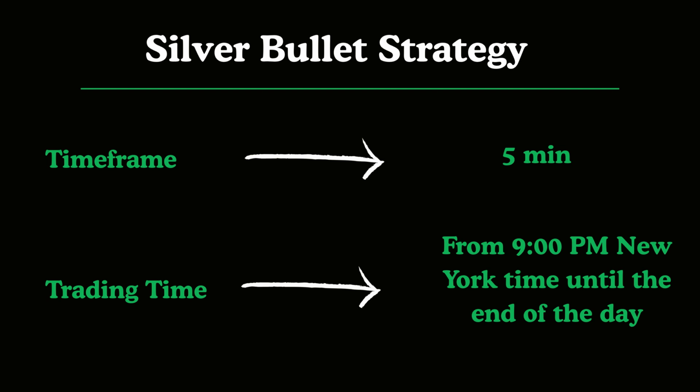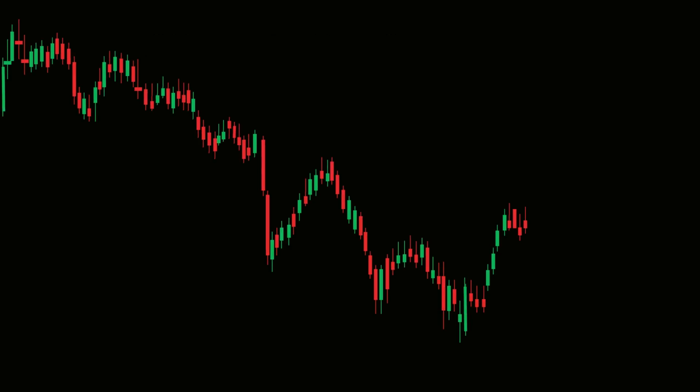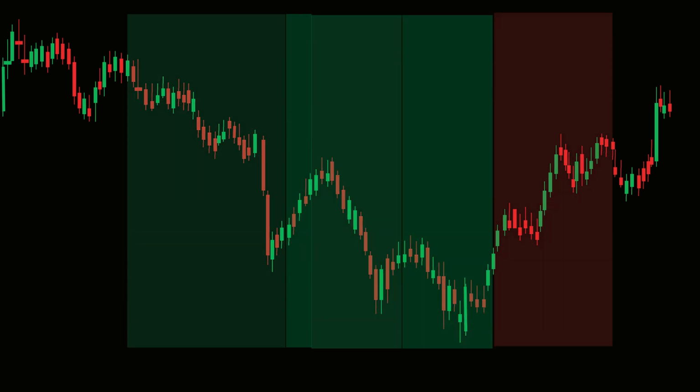Now, let's walk through how we set up our chart to examine market structure using the silver bullet strategy. Open any chart on tradingview.com and set the time frame to 5 minutes. Head over to the Indicators tab and search for Sessions. Select the one labeled Sessions on Chart by Oryx. This tool displays all market sessions, so we'll need to customize it. In the Settings menu, deselect both the Tokyo and London sessions, and adjust the New York session start time to 9:30.